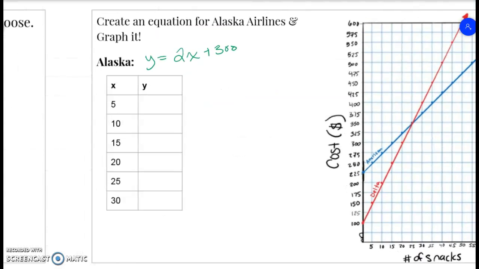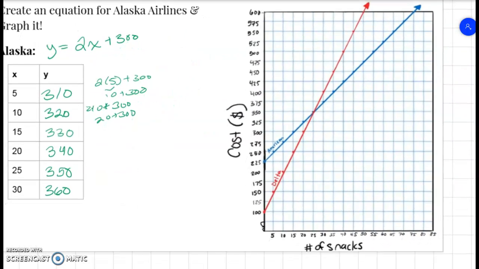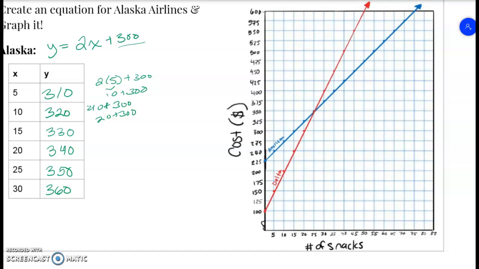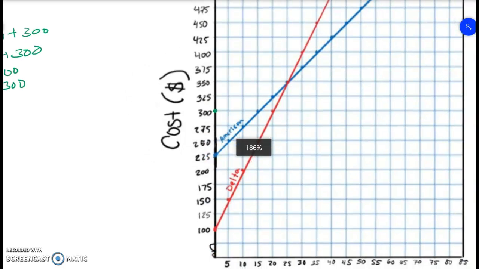So let's fill out the table. If you take 2 times 5, you're going to get 10 plus 300, which would be 310. And then you're taking 10 times 2 plus 300 would be 320. So fill out the rest of this table, and then we'll graph it. All right, so here's what you should have gotten for your table. So now we're going to graph it. Remember, we start with the y-intercept, which is at 300. Holy cow. 300. That's pretty darn expensive for an airline ticket, but that's okay.